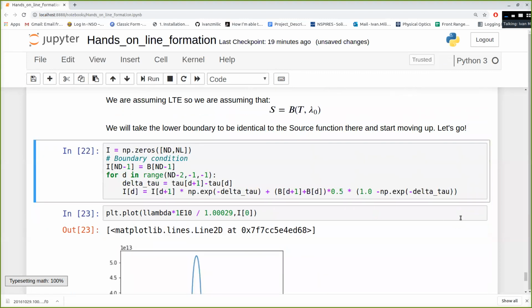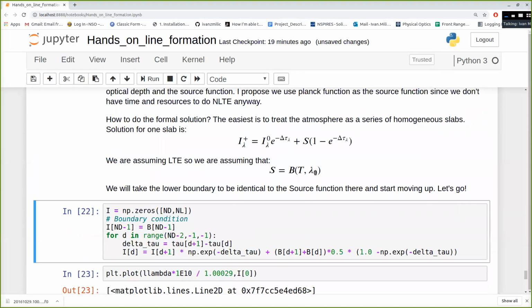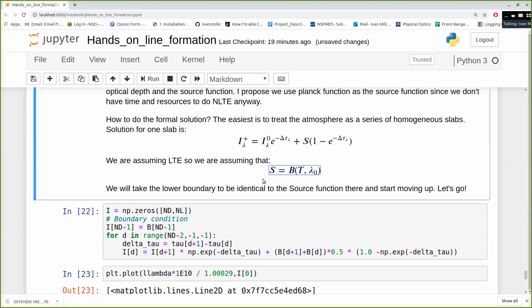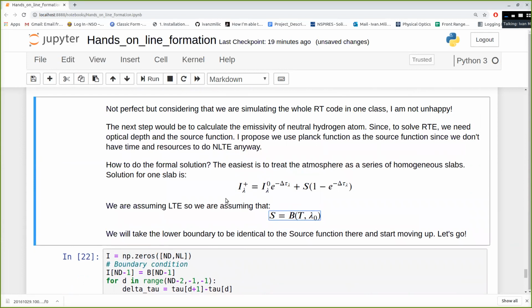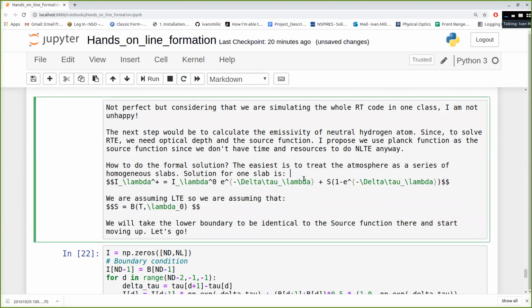By lambda 0, I'm assuming the line core, because once again, I told you that the Planck function changes very slowly with wavelength, so I can only consider one wavelength. Now the question is how to calculate, how to do the formal solution. Basically, how we do this is we should integrate, and let me also write that thing here.